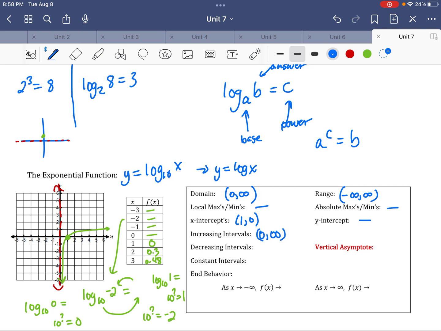Increasing interval from 0 to infinity. This thing is increasing the whole time. Decreasing, none. Vertical asymptote, x equals 0 for now. And end behavior, as x goes to negative infinity. So I should have put as x goes to 0, because we can't go to negative infinity. So as you go towards 0 from the right, this graph is going down forever. And as you go to the right, this graph goes up forever.